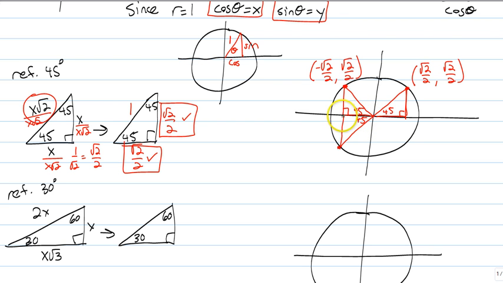Again, the length is root 2 over 2 and root 2 over 2. And in quadrant 3, they're both negative, because x is negative, we're going in the negative x direction, and the y is now negative. So that is the point at a reference angle of 45 in the third quadrant.